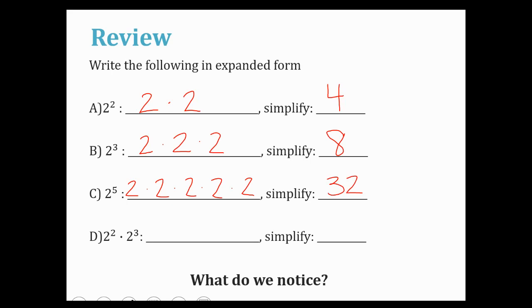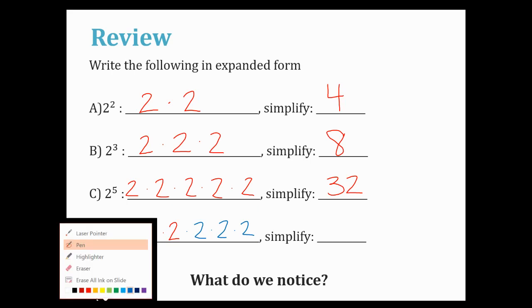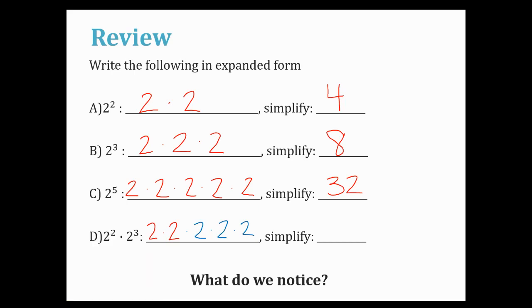All right, so now let's take a look at part D. It says 2 squared times 2 to the third. So I'm going to just write out my 2 squared, which is 2 times 2, and I'm going to multiply that to my 2 to the third, which I'll put in blue. 2 times 2 times 2. So we see 2 squared here and 2 to the third here. We know that the answer to that is 32 because we just did that in part C.